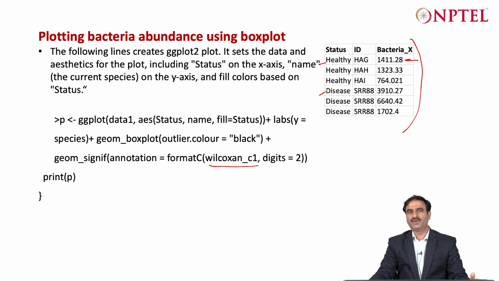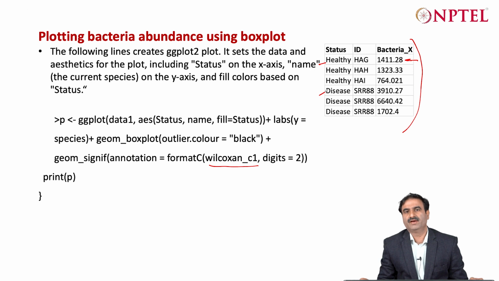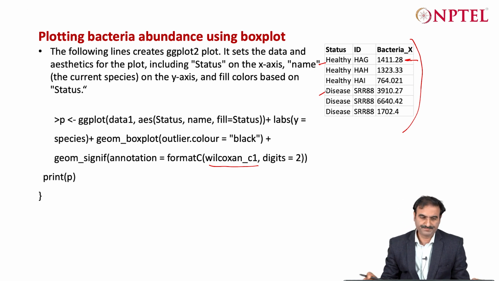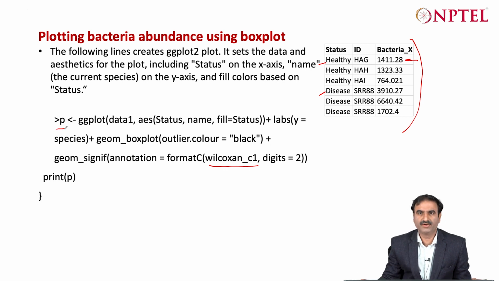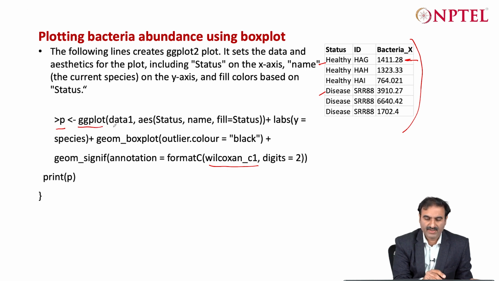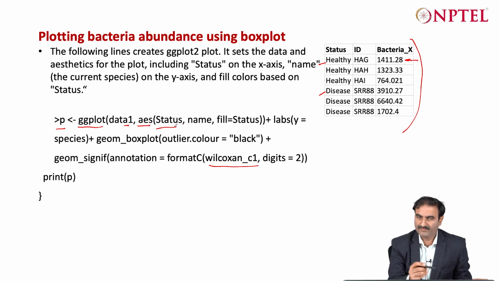So now we want to make the plot using the results of the previously calculated Wilcoxon test, and we want to make a box plot. So we'll use the function ggplot, where p is a variable where the output of whatever analysis these commands do will be saved. So we are initiating ggplot, data1 is our data. We want to define the aesthetics, that means the x and y axis information, how the plot will look and what should go on the x axis and y axis. For example, status we want to put.